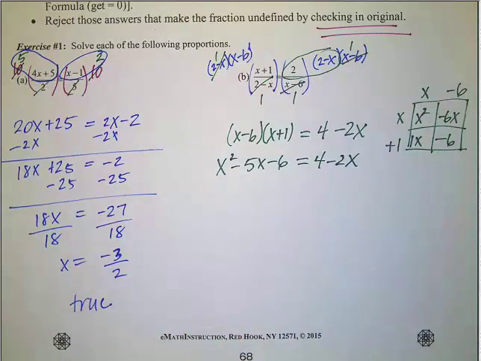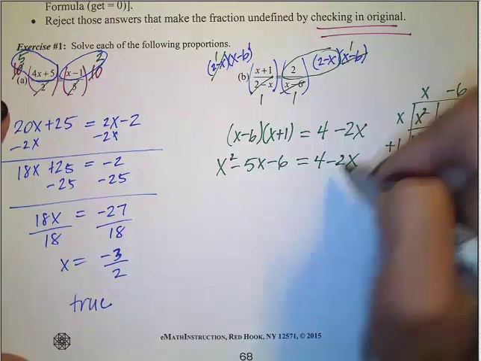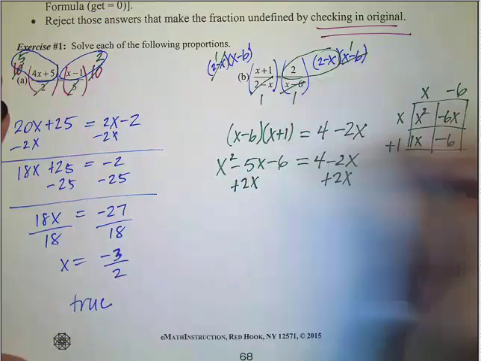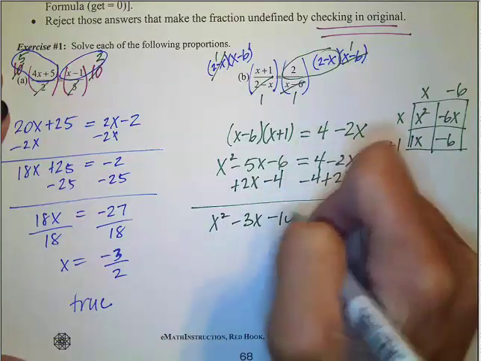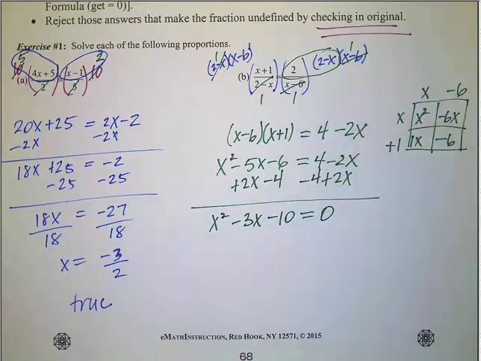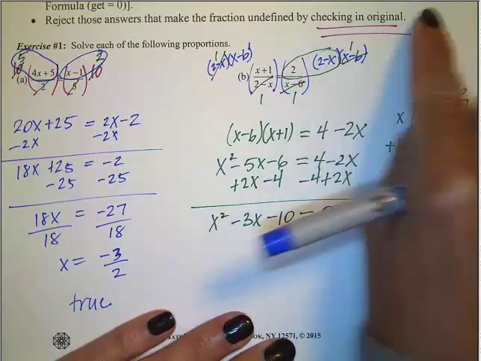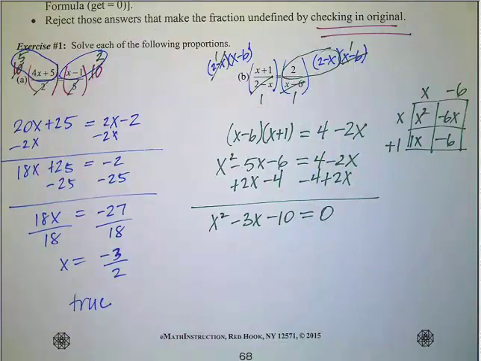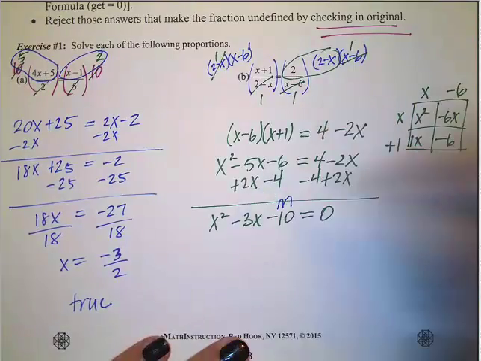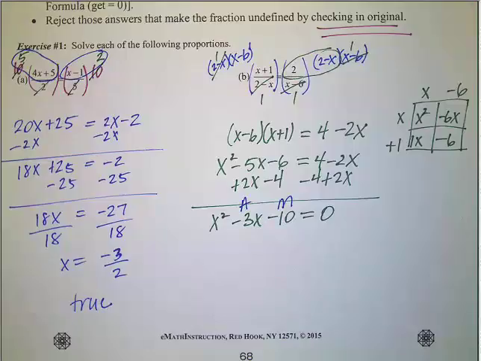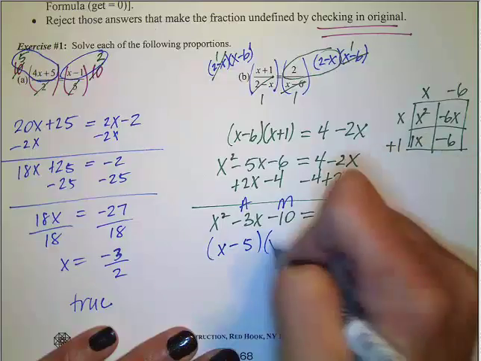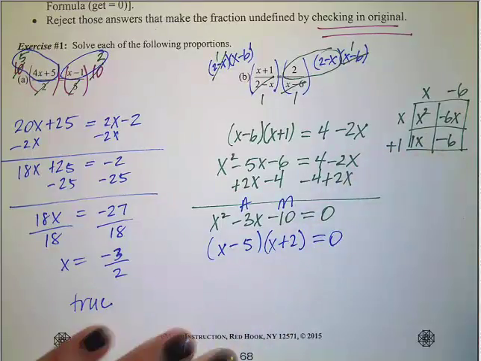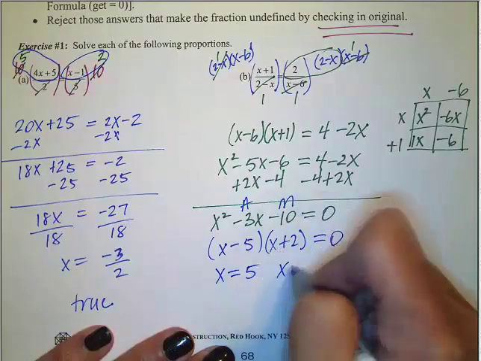Well, I have an x squared, so I have to get it equal to 0 if I want to factor or use the quadratic formula. So I'm going to add 2x and subtract 4. So x squared minus 3x minus 10 equals 0. Are there factors? I don't know if there are, because if I got complex answers, I may not. So multiply to negative 10 and add to negative 3. The good news is it factors. So x minus 5 and x plus 2 equals 0. x equals 5 and x equals negative 2.